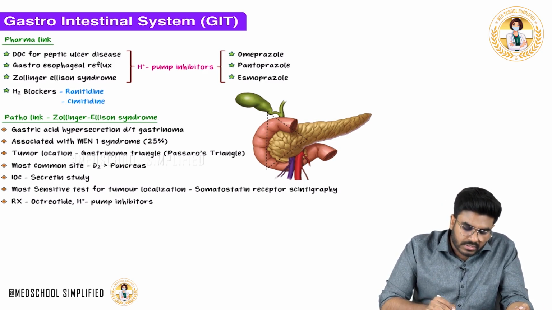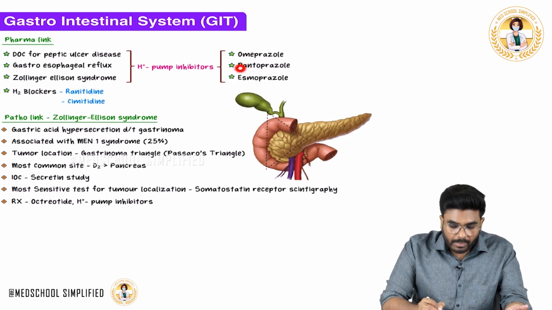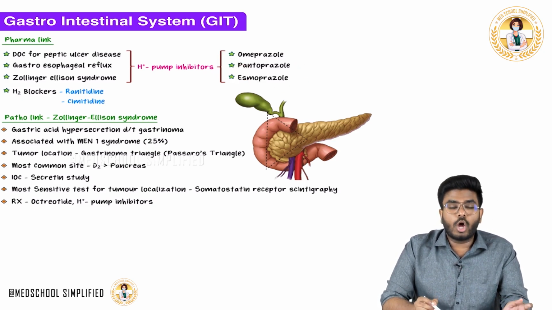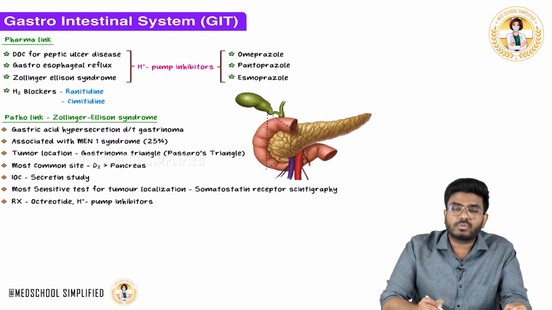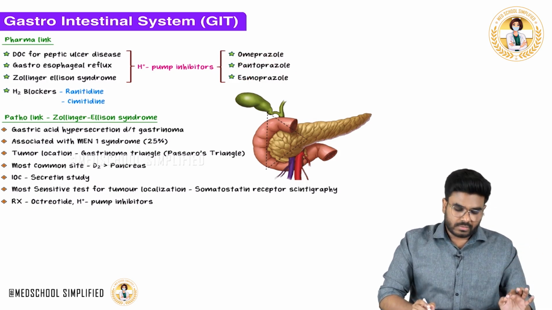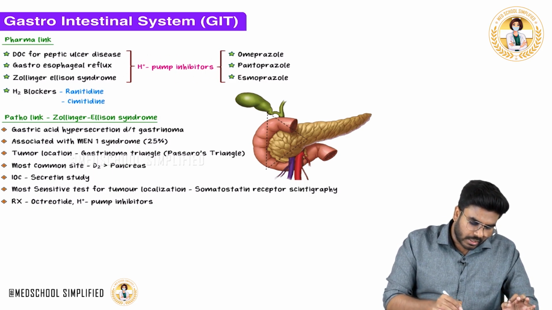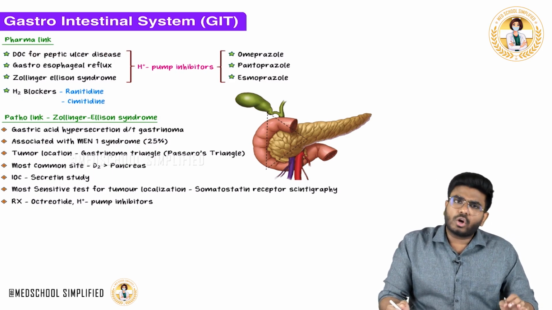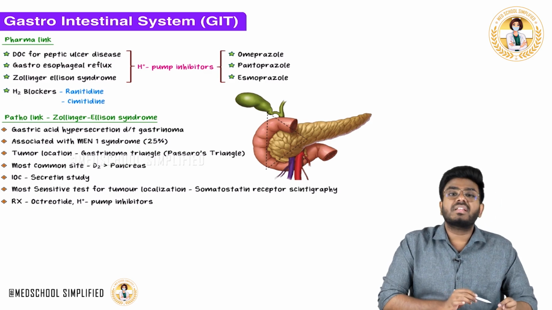So what are the examples of proton pump inhibitors? They include omeprazole, rabeprazole, pantoprazole, esomeprazole, all these prazoles. These drugs are the proton pump inhibitors, and they are the drug of choice for peptic ulcer disease. Not only for peptic ulcer disease, these proton pump inhibitors are also used in conditions like gastroesophageal reflux disease.